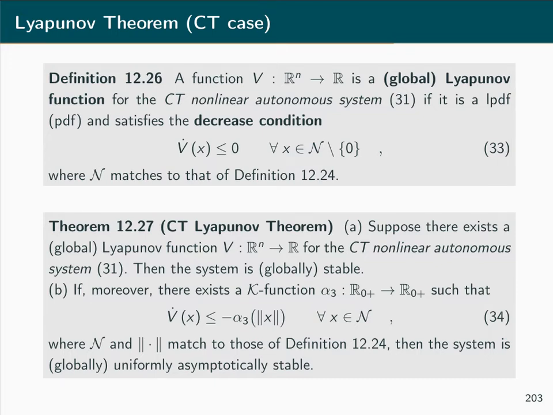And B. If, moreover, there exists a class K function alpha 3 such that V dot of x is upper bounded by minus alpha 3 of the norm of x, and this decrease condition holds for all x in the neighborhood N, then the system is uniformly asymptotically stable. And again, if everything is global and this neighborhood equals the entire state space, then the system is globally uniformly asymptotically stable.